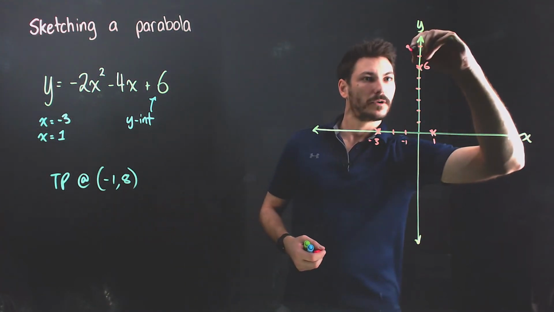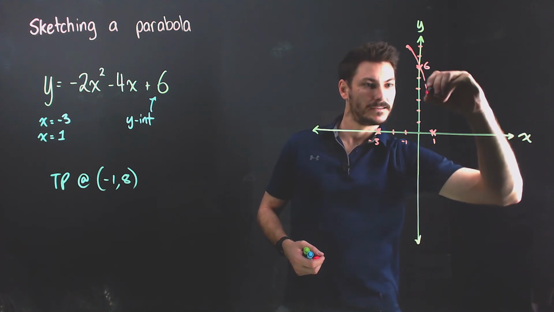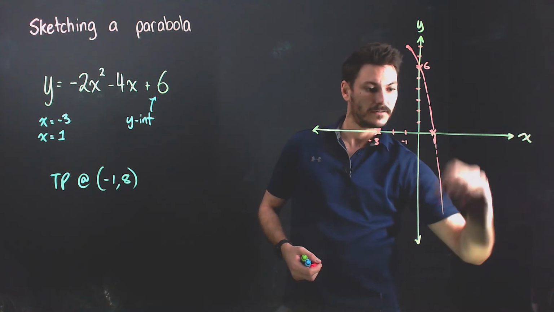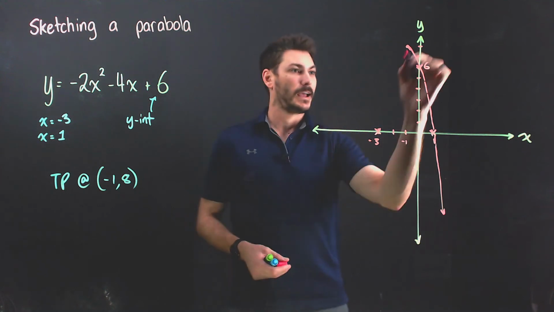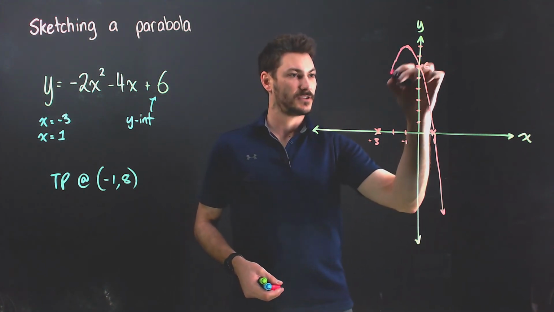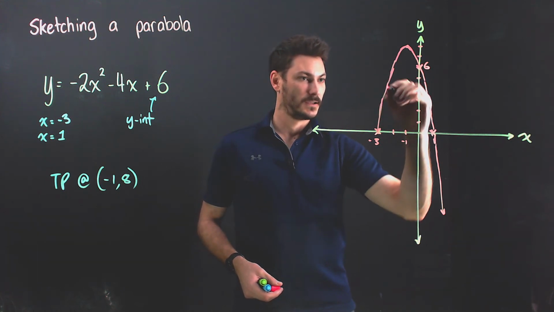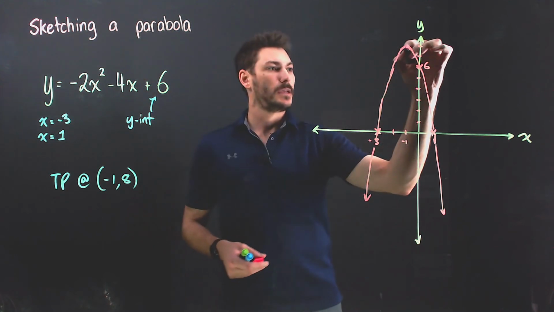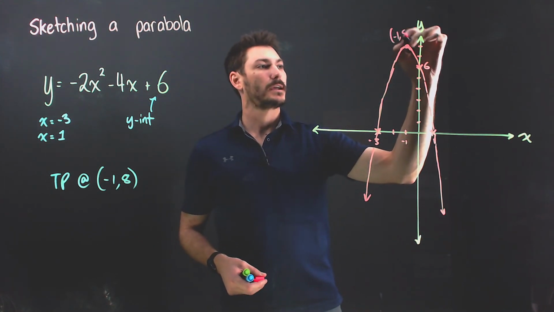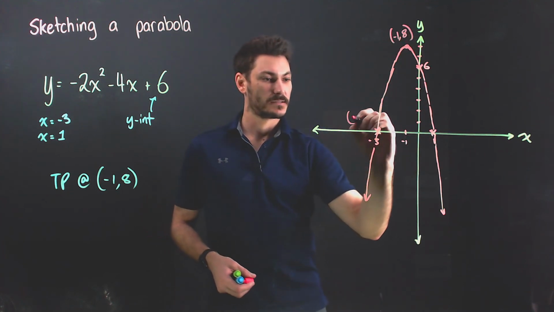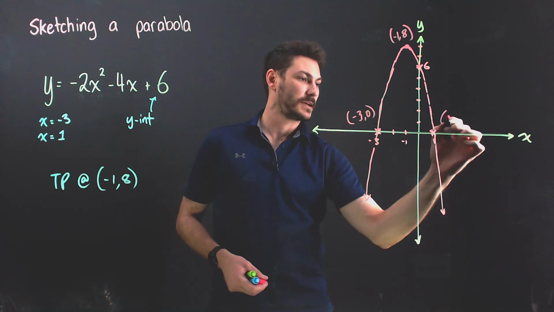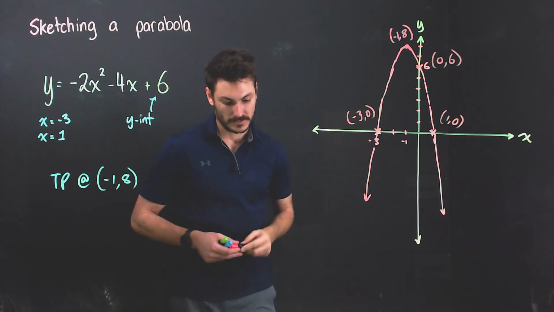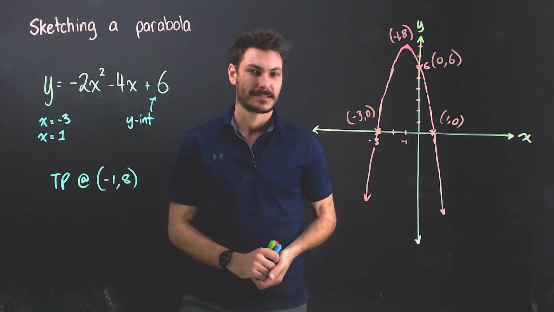So from my turning point, I'm going to go through my y-intercept and down through my x-axis intercept here and straight down like that off to negative infinity. And from the turning point, I'm also going to head symmetrically down to this x-intercept and then off towards negative infinity as well. The key part is here I'm going to be labeling this as negative 1, 8 for my turning point. I'm going to be labeling this as minus 3, 0. I'm going to be labeling this as 1, 0. I'm going to be labeling this as 0, 6. And I have labeled now all 4 key points in a parabola.